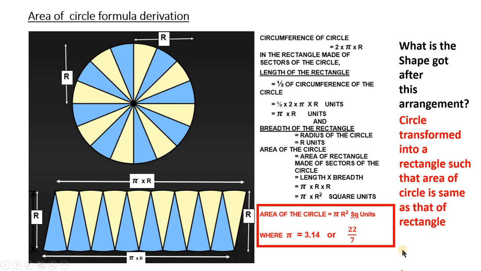So henceforth, if we want to find the area of a circle, we need to know only one dimension, the radius, and the area of the circle is given by the formula pi times r square. Pi stands for 22 by 7 or 3.14, multiplied by the square of r. Okay, thank you.